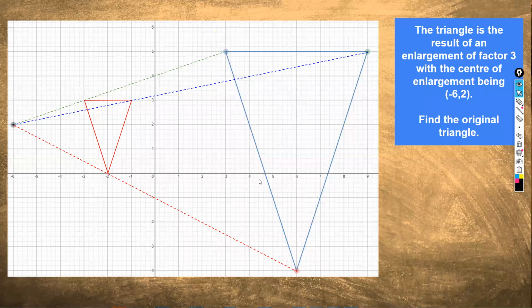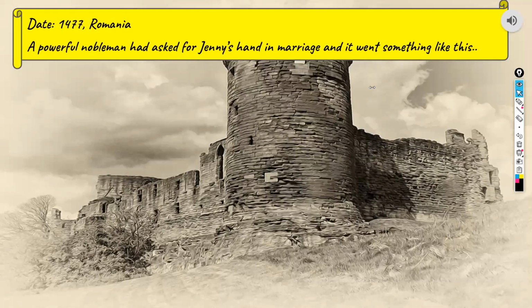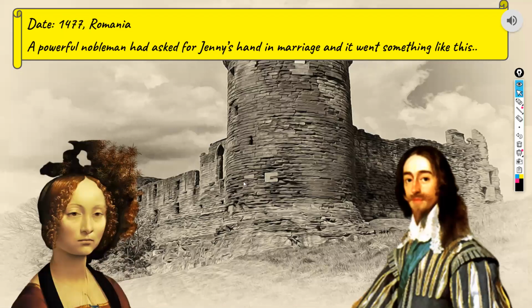So let's see what's going on with this bow and arrow and why it was so important to Jenny. Apparently it's Romania, 1477, medieval times. That's Jenny there.